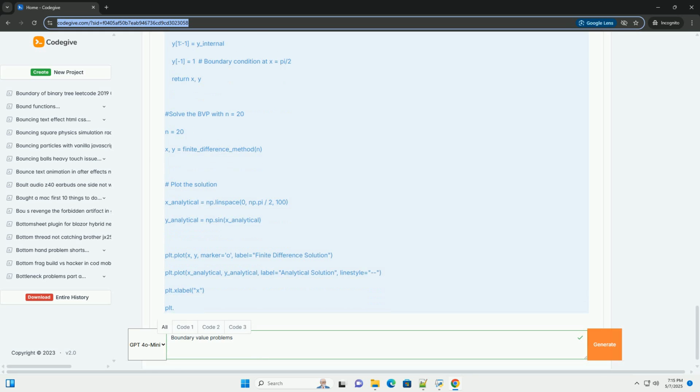This tutorial should provide a solid foundation for understanding and solving boundary value problems. Remember to experiment with the code examples and explore different methods to gain a deeper understanding of this topic.